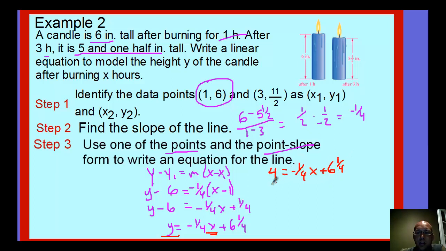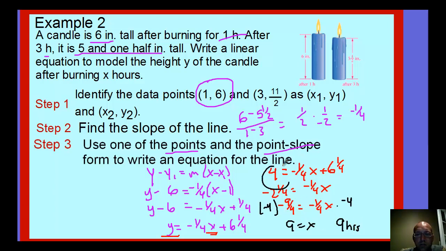So we subtract the 6 1/4, and we have negative 2 1/4 equals negative 1/4 x. And then we could multiply by the reciprocal. I'm also going to change this into an improper fraction, so that's the same thing as negative 9/4. And then let's multiply by the reciprocal. So we're multiplying by a negative 4 on both sides, which is nice because those reduce out, so we'll have 9 is x. So in 9 hours, the candle will be 4 inches tall.